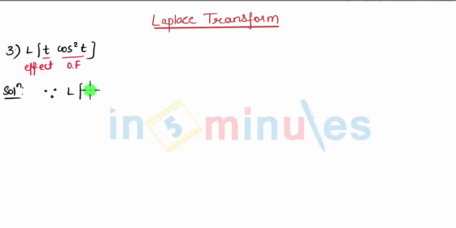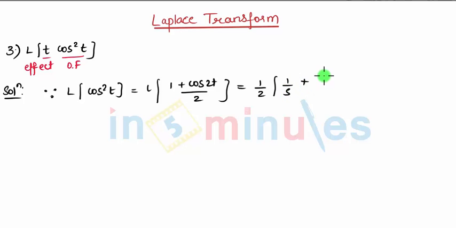First we need to find Laplace of cos square t. That is nothing but (1 plus cos 2t) divided by 2. I just write it directly: 1 by 2, Laplace of 1 is 1 by s, and Laplace of cos 2t is s upon s square plus 4. So we can say this is nothing but our phi of s.